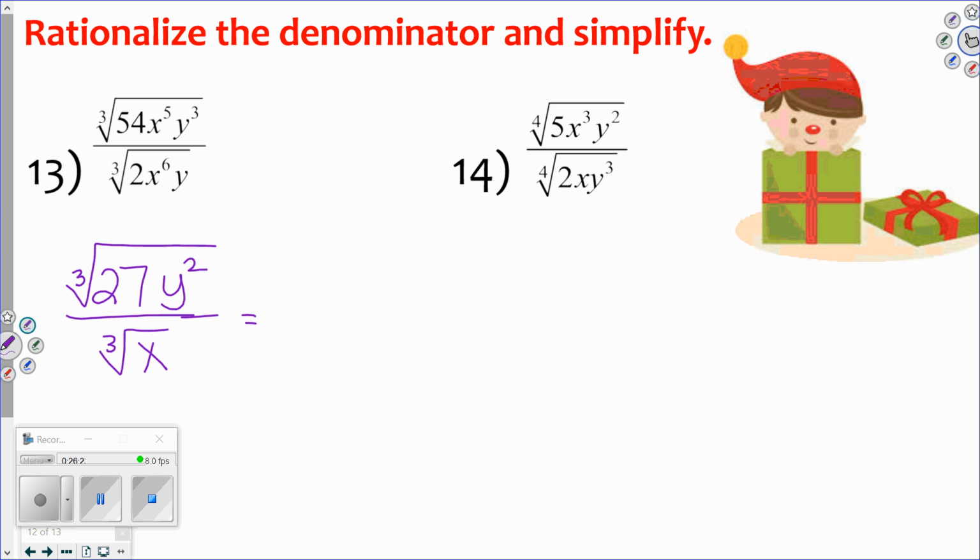All right. Well, we know that I cannot leave a radical on the bottom. I'm going to have to rationalize. So I multiply top and bottom by the cubed root of x squared. Because I had 1x, I need there to be 3, because that's what the index is. So I needed 2 more.